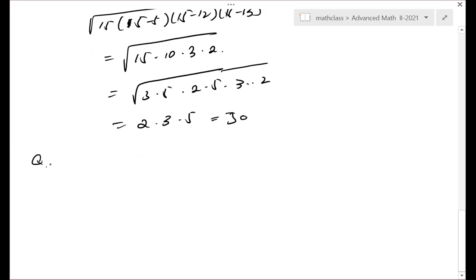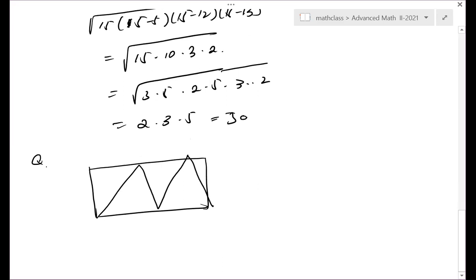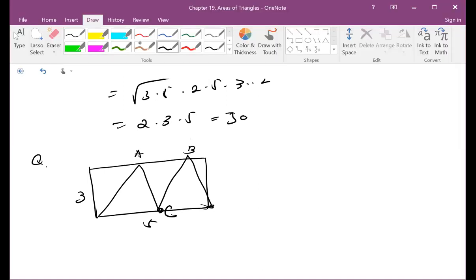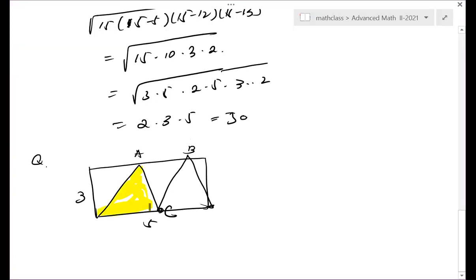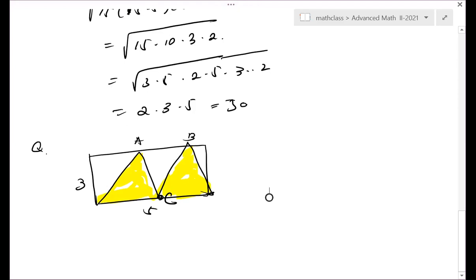So I want to look at the next problem. I draw something like that. Here's a rectangle ABC, this side is 3, this side is 5. I pick 3 points on the two sides, and then connect the lines. My question is, are we able to determine the total area of the shaded region? It consists of two triangles. Is the area independent of the locations of A, B, and C?